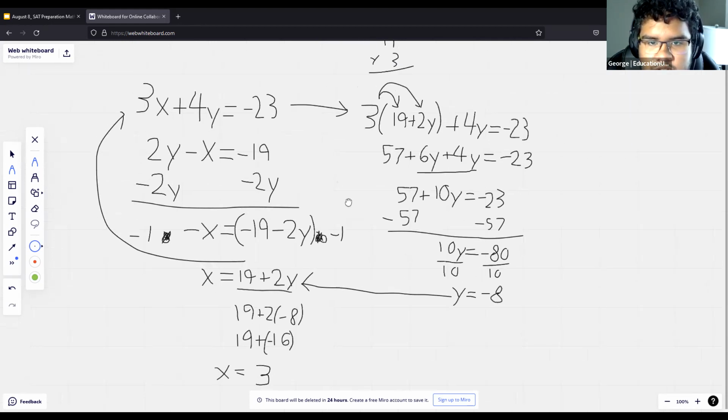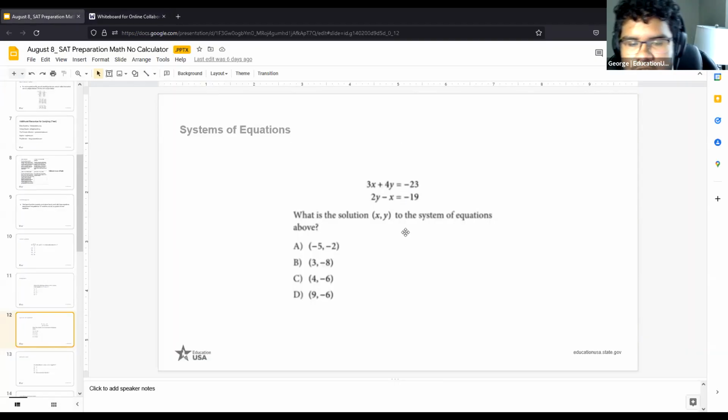So therefore, x is equal to 3 and y is negative 8. And that becomes the solution of the whole system of equations, because when you plug in 3 and negative 8 into either equation, you'll get the correct result. You can also use that as a way of checking your answers. You can plug your x value and y value into the first equation, work it out, and see if it equals negative 23. And likewise, you can do the same thing for the second equation and see if it's correct.